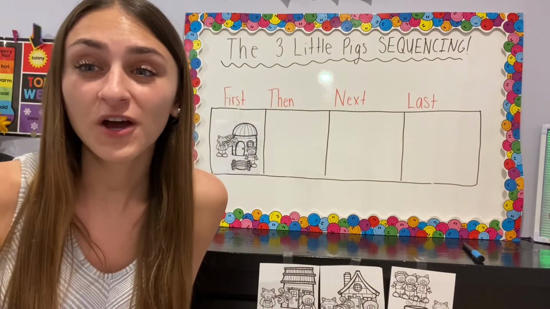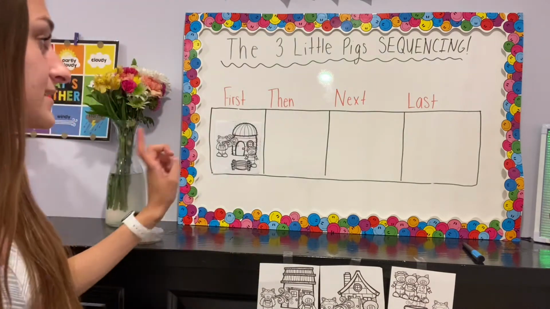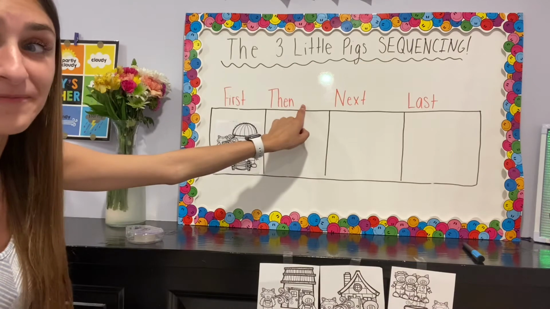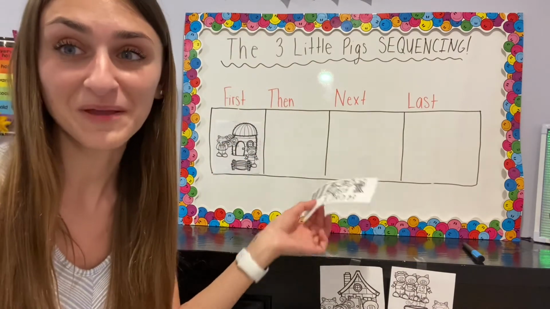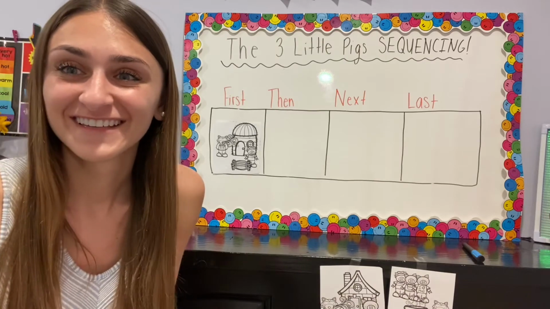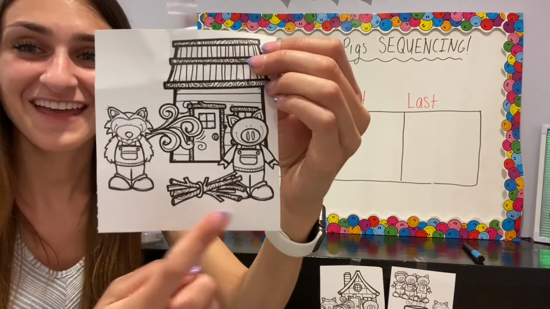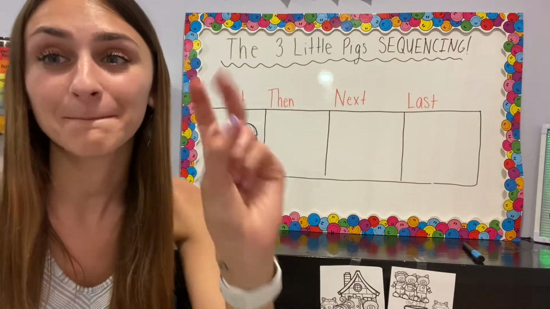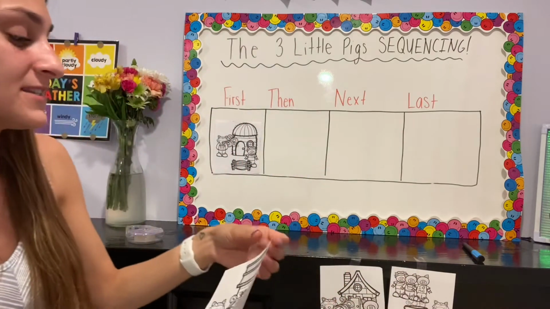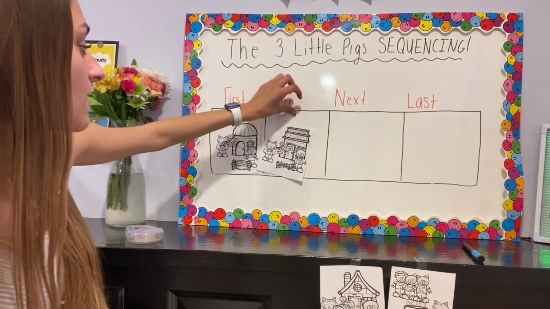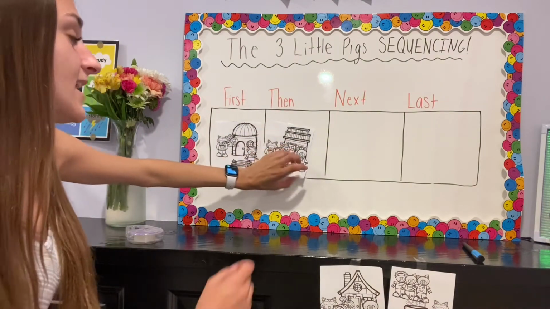Now, we have to talk about the second event. So the second event is going to go in box number 2, where it says then. So what did the second little pig build their house out of? Sticks. So you're going to pick up your picture with the sticks and the pig and the wolf, and we're going to put it in box number 2. Can you show me 2 fingers? In box number 2.